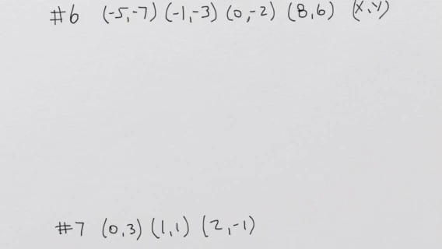So in order to get a linear function, we need at least 2 points. We don't need any more than 2 points. She gave us 4 points here, so it's up to us to figure out which ones we want to use. So let's take a look at this.